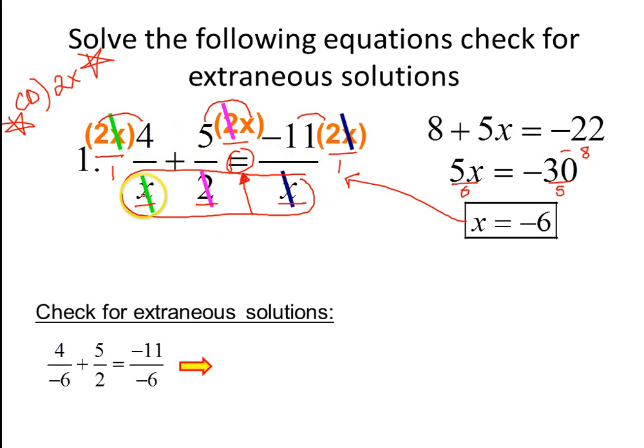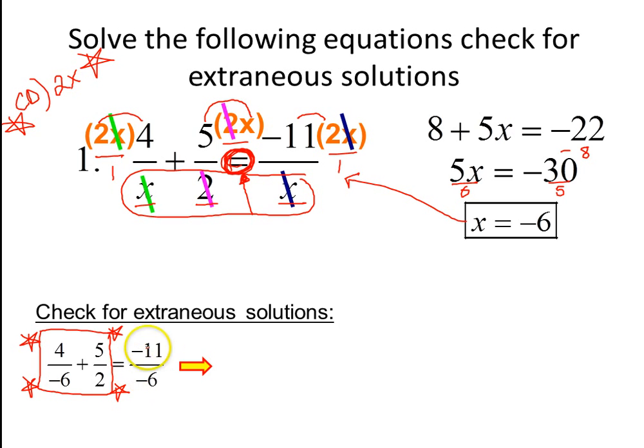So 4 divided by x, so 4 divided by -6, plus 5 divided by 2 has to equal -11 divided by x, or -11 divided by -6. So this is what we're checking. The left side has to equal the right side. So what you have right here has to equal -11 over -6. Well, we have wonderful graphing calculators that'll do these fractions for us. So if you haven't started yet, you should be typing this in: 4 over -6 plus 5 over 2, and you want to see what it gives you.